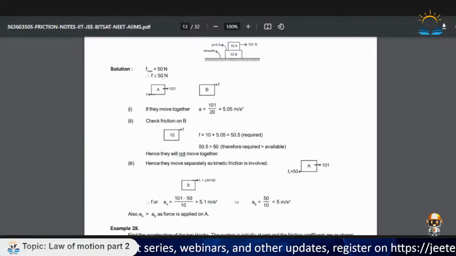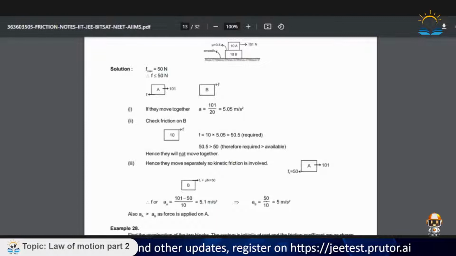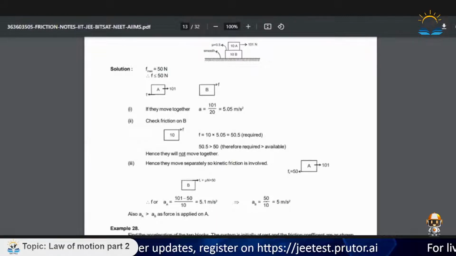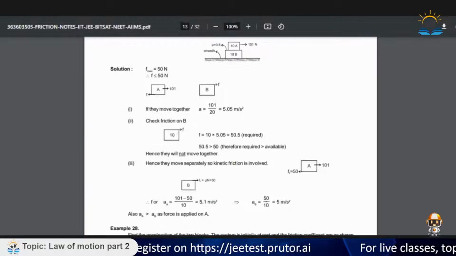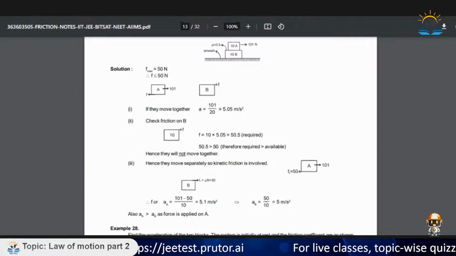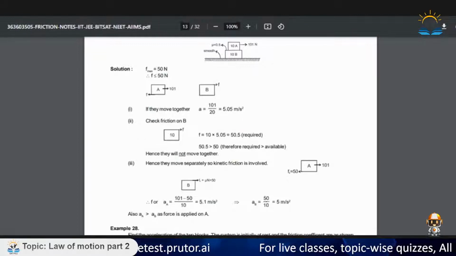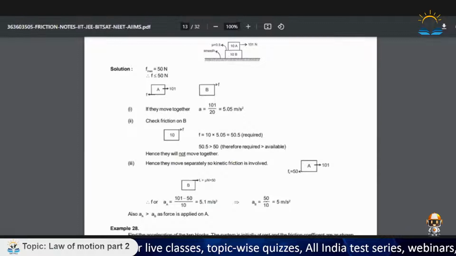Now, first of all, let us assume in case 1 that they are moving together. When they are moving together, we see that force is equal to mass into acceleration, and we will assume them as a single body, and this ground is smooth. So when we are assuming them as a single body, we get force is equal to mass into acceleration. So 101 upon 20, that would be 5.05. So if they move together, the acceleration would be 5.05.